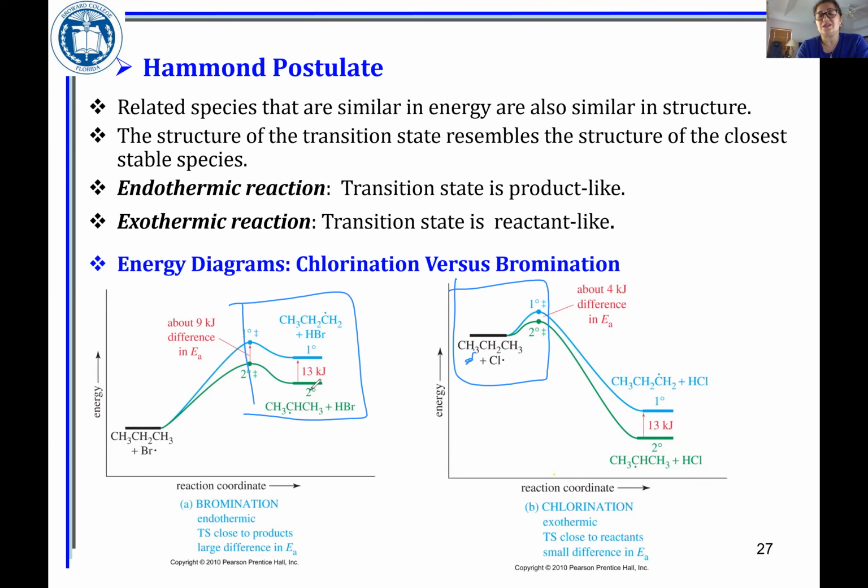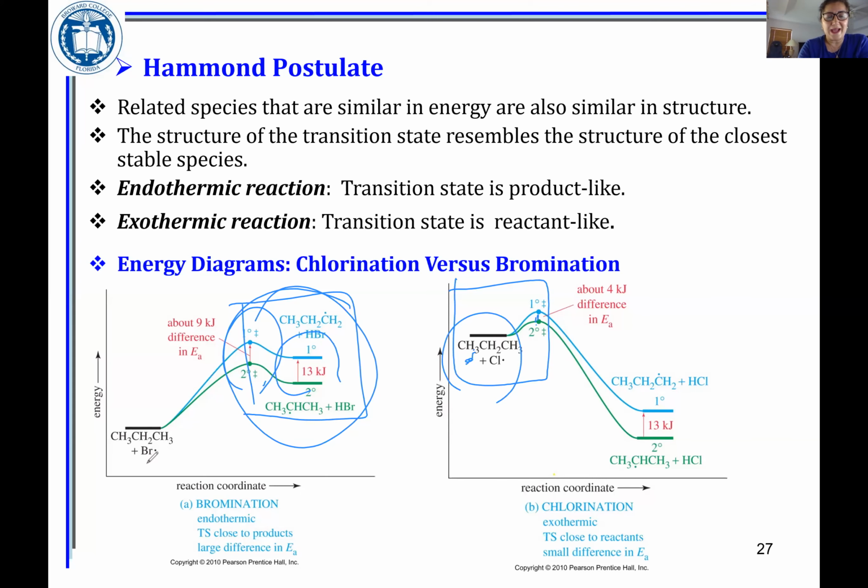Because bromination is very selective, it's going to select the most stable intermediate. But chlorination, because it's very reactive, doesn't give itself the chance to search for which one is more reactive. Should I go to the most reactive? Should I go to the less reactive? It's just going to go on its own. So I'm going to pause there so that it's understood.